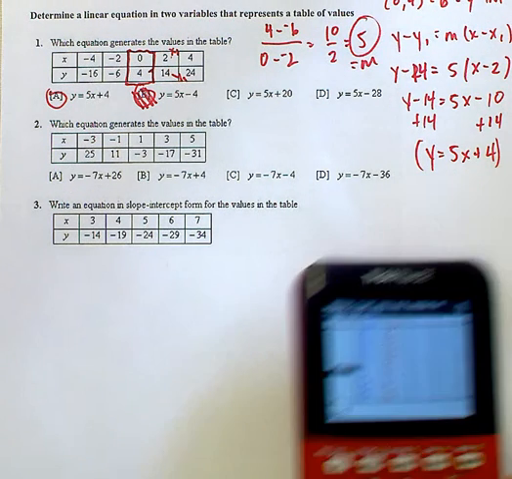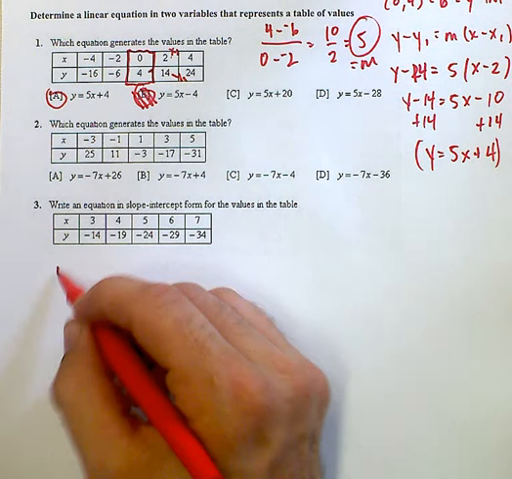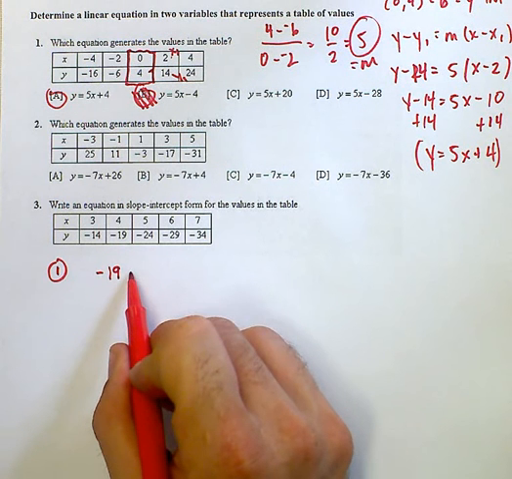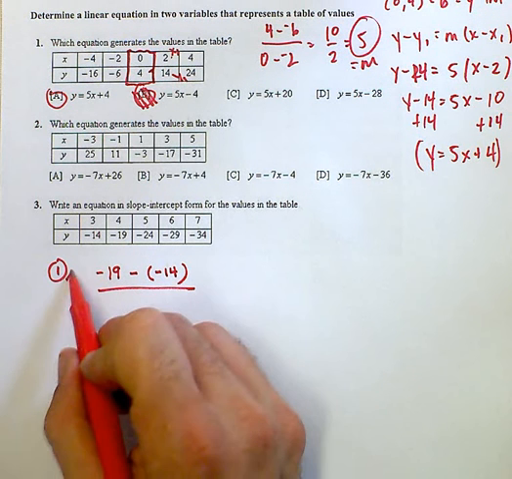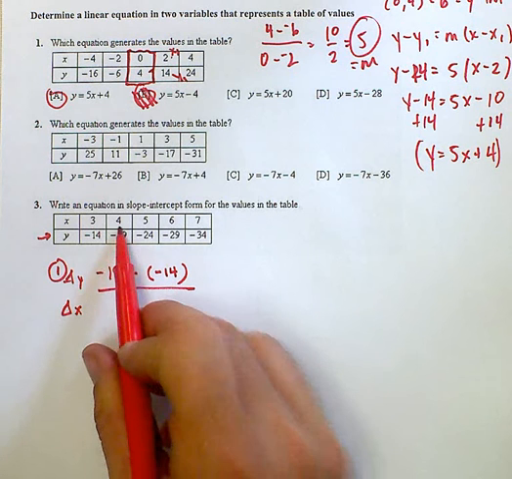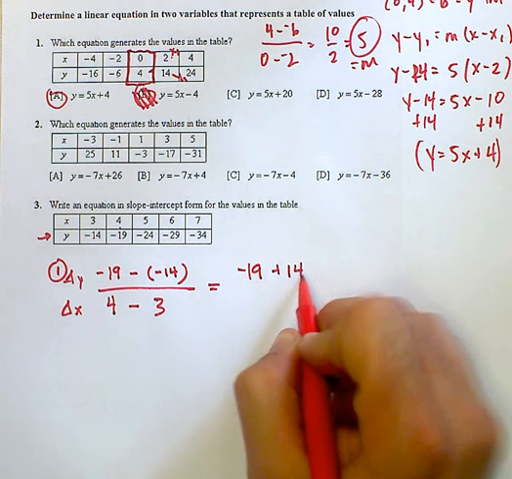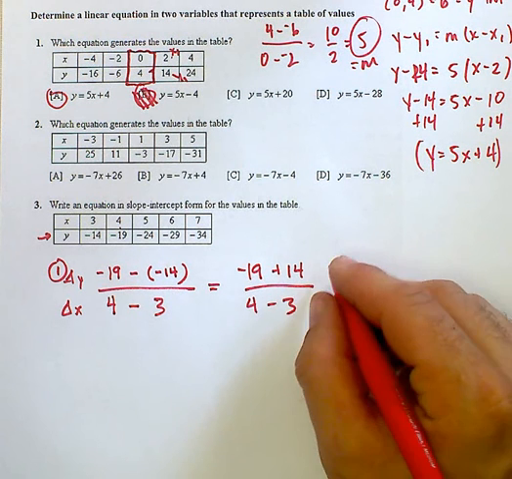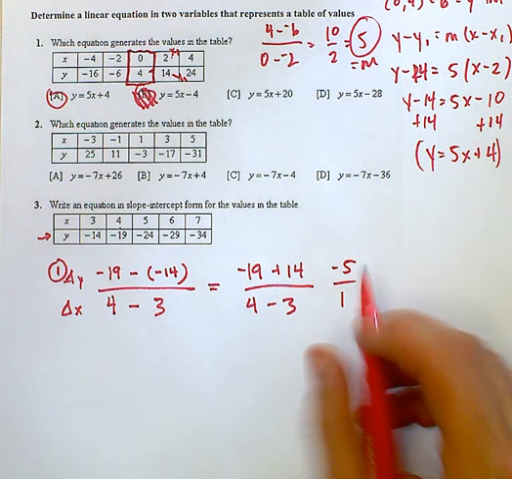Now, if you're trying to get your slope-intercept form from a table, the first thing you need to do is, okay, I'm going to find slope. Change in y over change in x. This is my y value. Now, if I use 19 minus 14, I've got to use 4 minus 3. This is really negative 19 plus 14 over 4 minus 3. The difference between 19 and 14 is negative 5 over 1. Here's my slope, negative 5.